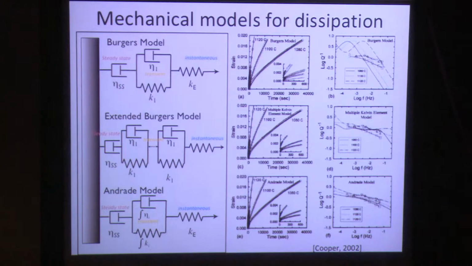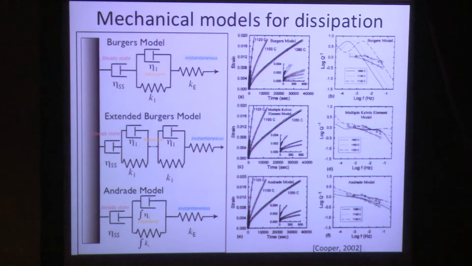And one thing that's important for how you're describing it mechanically is that, for instance, the form of the Burgers model that has only one of these elements actually gives you this little... when you go from the time response versus the frequency response. You'll see at the time response, any one of these mechanical models is a pretty good description of the creep data. But when you transform it, the Burgers model, for instance, puts this little kind of artificial Debye peak in the frequency domain that a lot of materials don't necessarily have, whereas the extended and the Andrade are a little bit more flat.